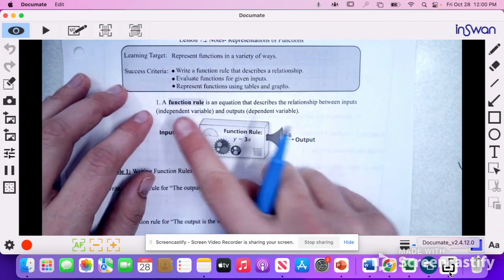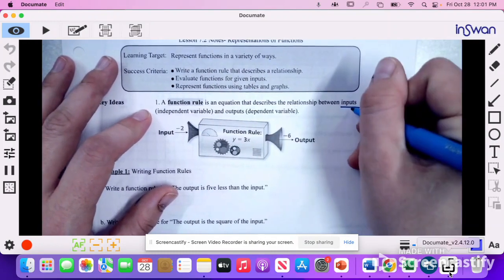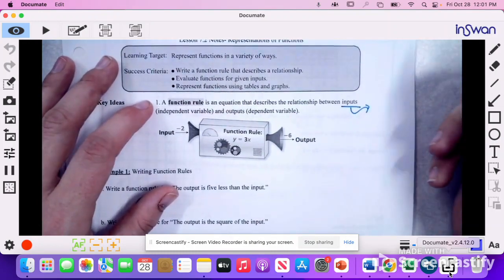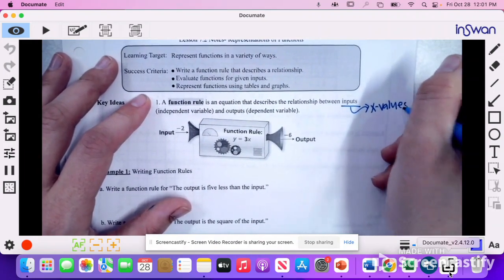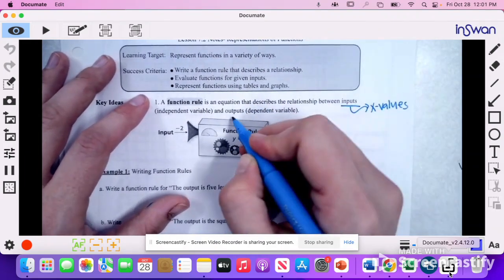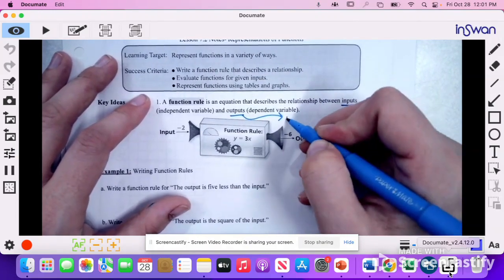What are they also called? What do we call them? X values. And then outputs are what? Y values.